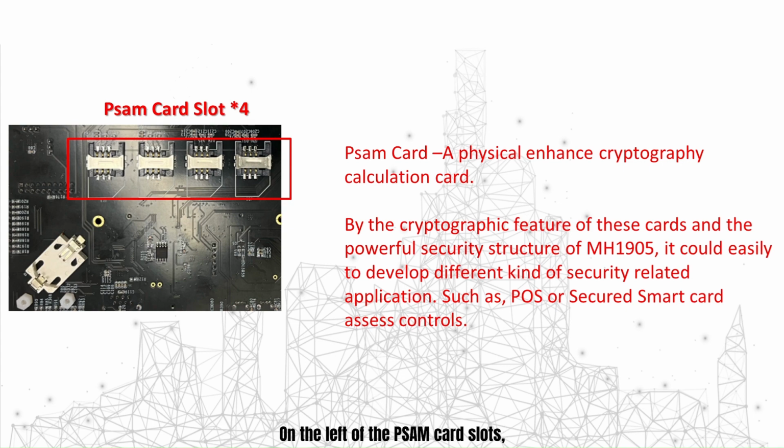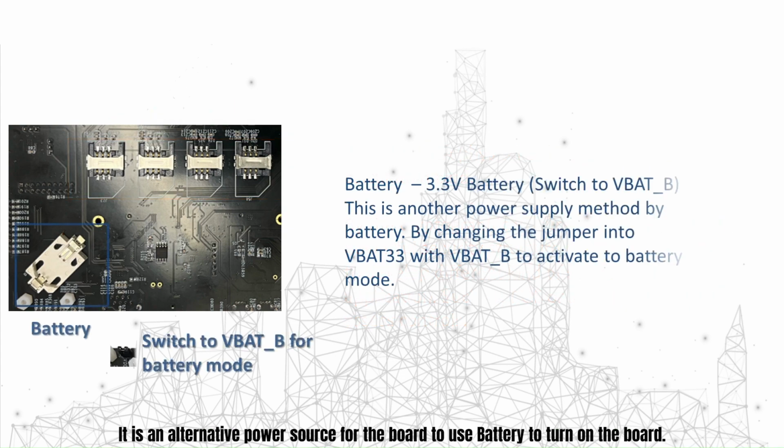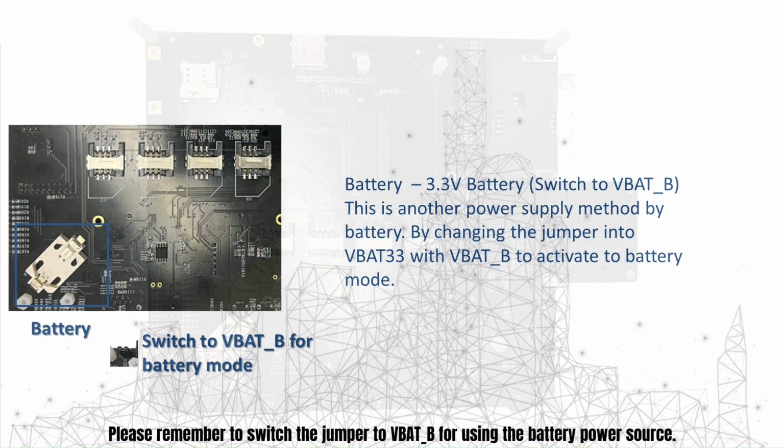On the left of the SAM card slots, there is an alternative power source for the board to use a battery to turn on the board. Please remember to switch the jumper to BAT_B for using the battery power source.